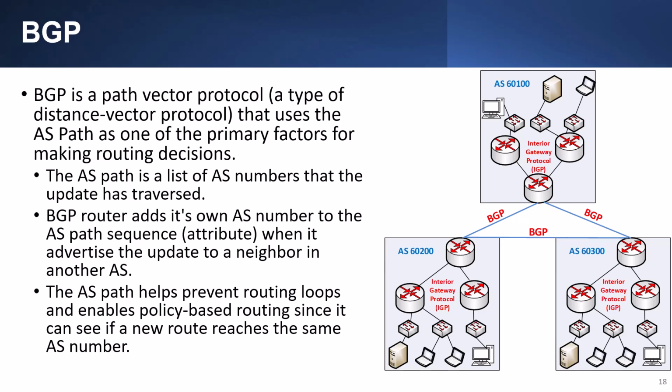BGP is a path vector protocol, which is a type of distance vector protocol that uses the AS path as one of the primary factors for making routing decisions. The AS path is a list of AS numbers that the update has traversed. A BGP router adds its own AS number to the AS path attribute when it advertises the update to a neighbor in another AS. The AS path helps prevent routing loops and enables policy-based routing, since it can see if the new route reaches the same AS number.